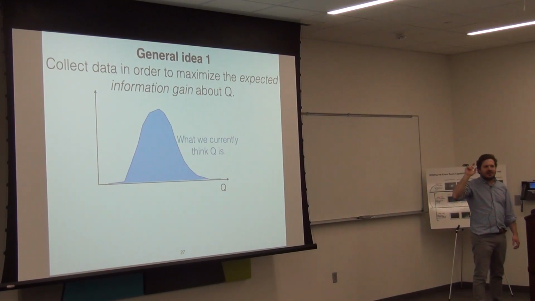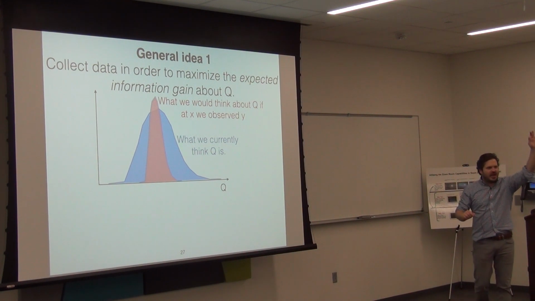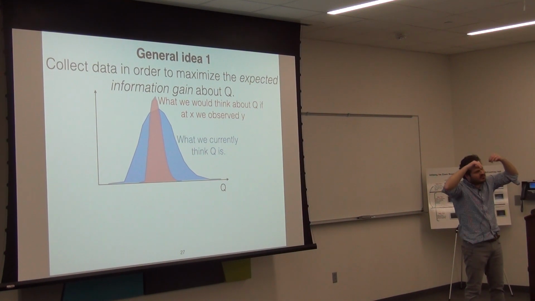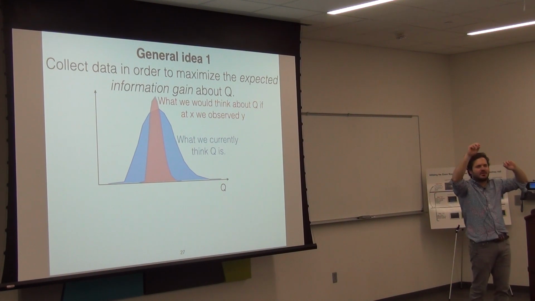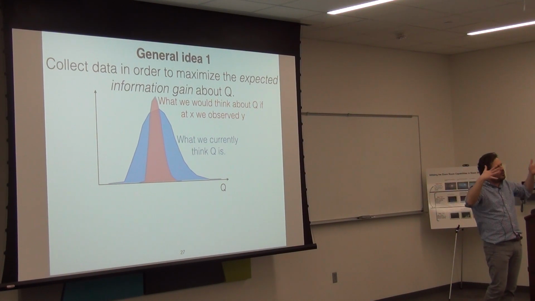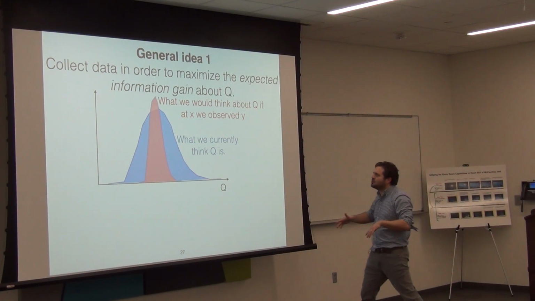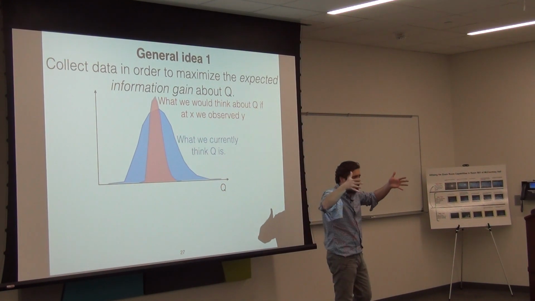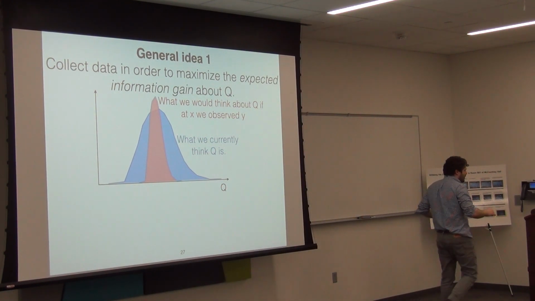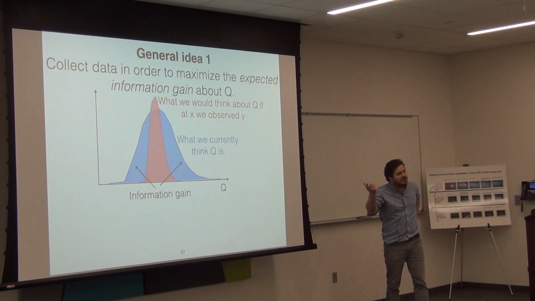Now you ask the hypothetical question. What if I go at X and observe Y? What if I do a simulation or an experiment at X? And what if the result of that experiment was Y? How would my state of knowledge about that quantity of interest Q change then? So it would change, let's say, to the red line. Hopefully, it will shrink a little bit because now you have a little bit more data. All right, so you say the information gain is the difference between these two distributions.